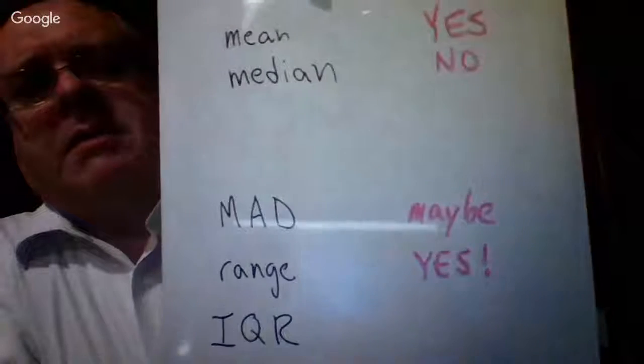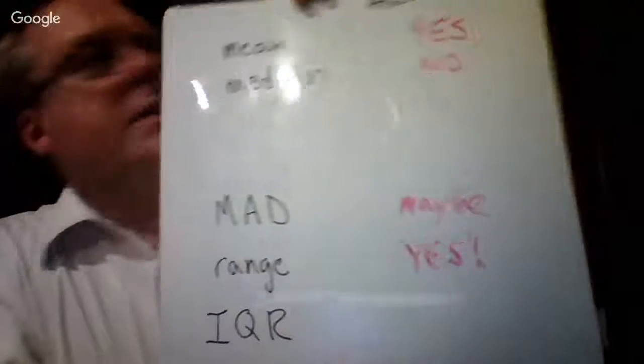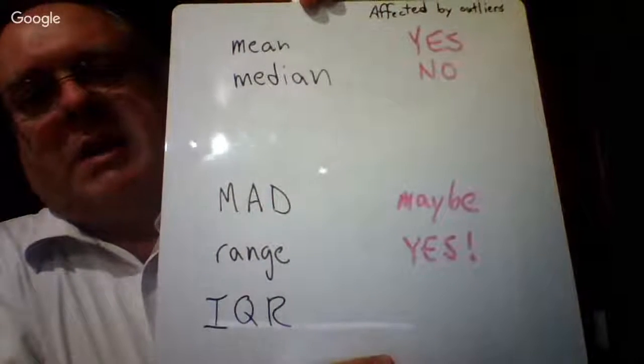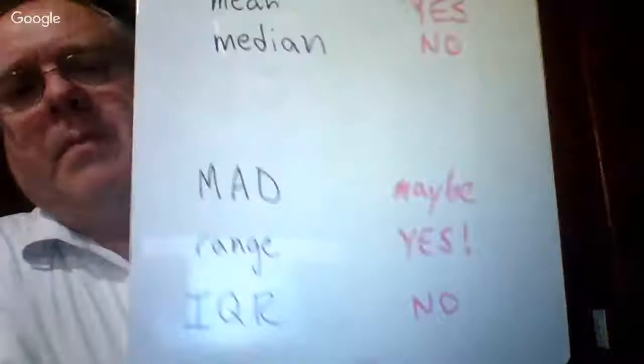Okay, what about the mean absolute deviation? This is going to kind of fall into a maybe. Here, it depends how severe the outliers are and if there's any space in between the outliers and the main pile of data. So I'm going to just call that one maybe. But the interquartile range, is that affected by outliers? In most instances, the answer there is no.